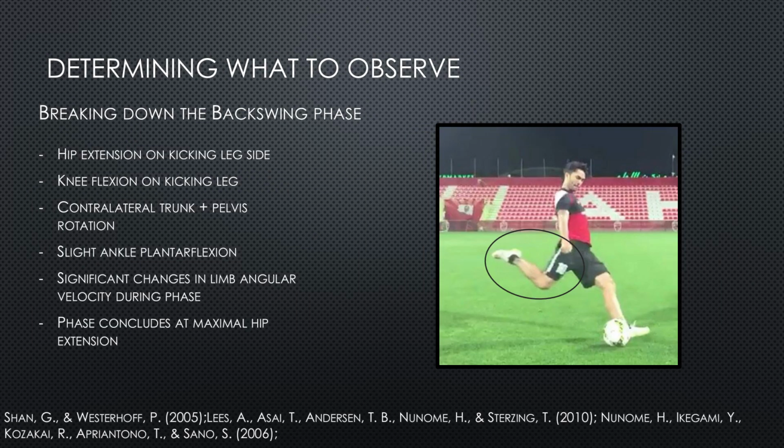In the backswing phase, the kicking leg undergoes hip extension and knee flexion while the pelvis and trunk rotate away from the ball to store elastic energy. This proximal motion is critical for developing angular velocity, setting the foundation for rapid acceleration during the forward swing, which is the next phase. According to Lees et al. in 2010 and Nunome et al. in 2006, a lot of skilled players displayed coordinated segmental timing, where peak hip extension velocity precedes knee flexion velocity, ensuring energy transfer follows the proximal to distal pattern, essential for maximal speed at impact.